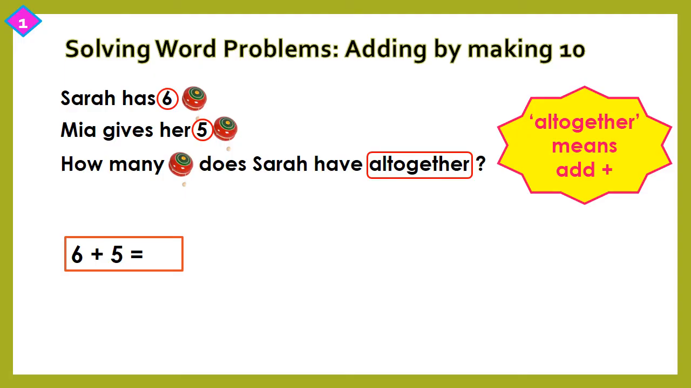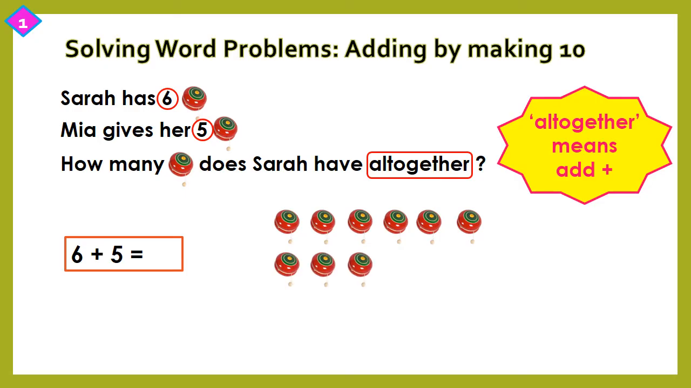We can use different ways to solve word problems. We can use fingers, number bonds, pictures, and so on. Here we use pictures. Let's count 6 yo-yos. 1, 2, 3, 4, 5, 6. Now let's count another 5 yo-yos. 1, 2, 3, 4, 5.